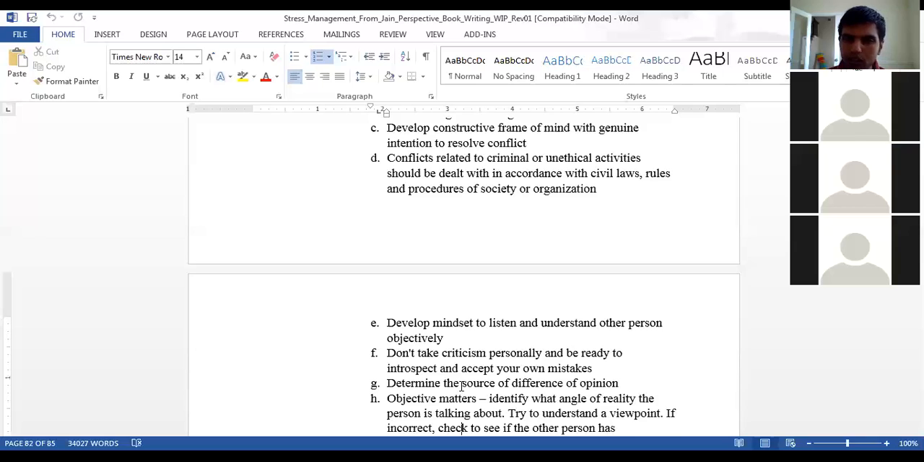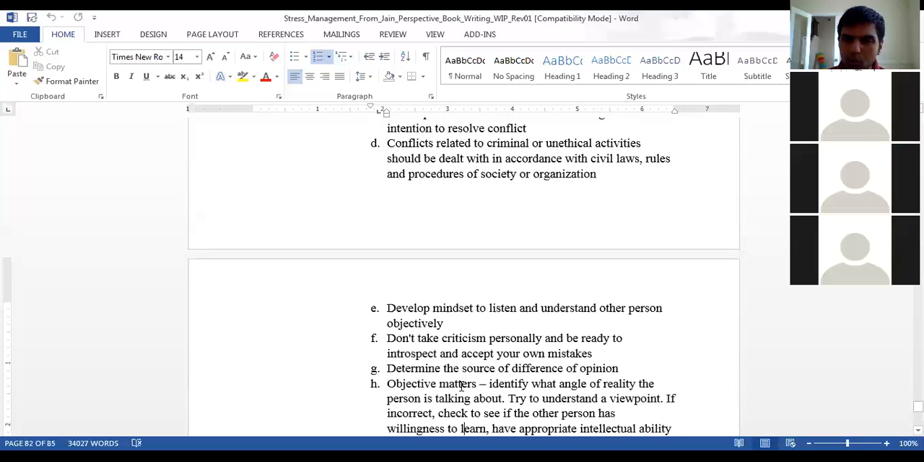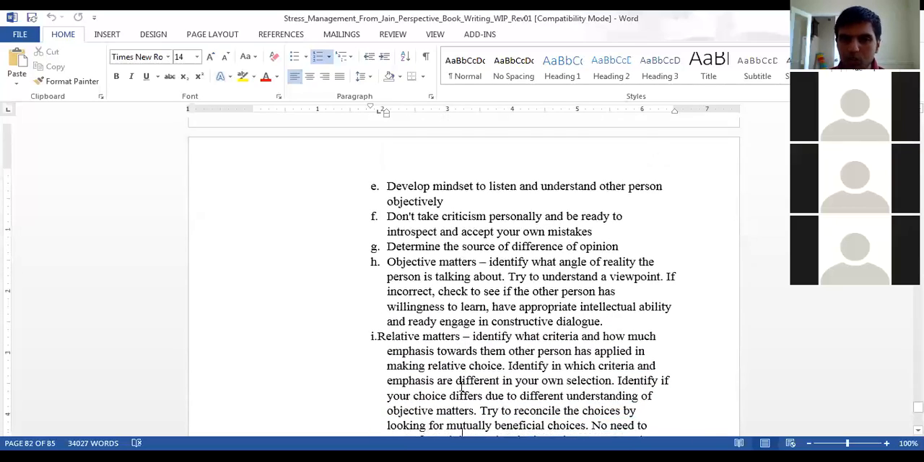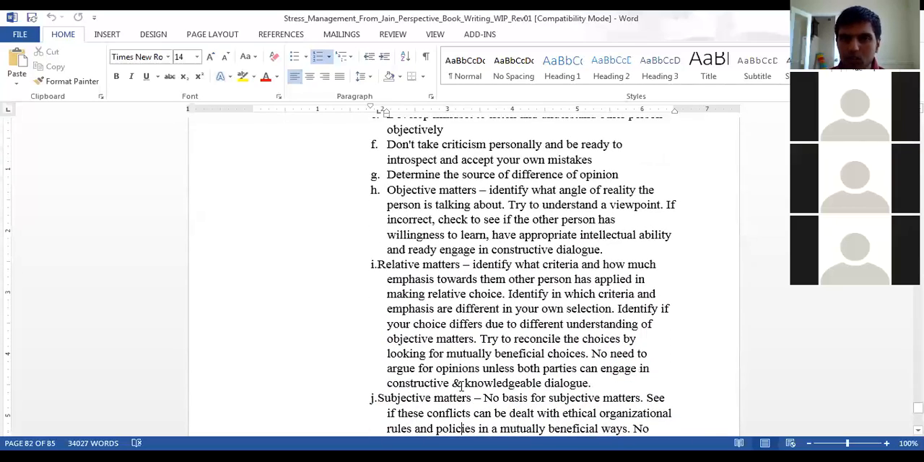Then, after doing all this, we come to the point where we should identify the source of differences of opinion. That could be two things. One could be objective matters, second could be relative matters, and third could be subjective matters. An objective matter, as we know, there is only one truth, but that truth is from one particular angle. So we should try to find out from what angle of reality a person is talking about.